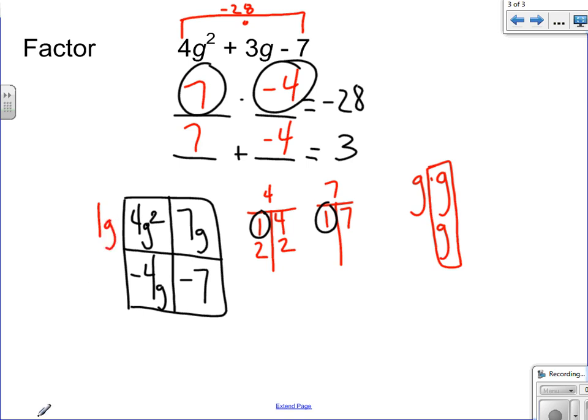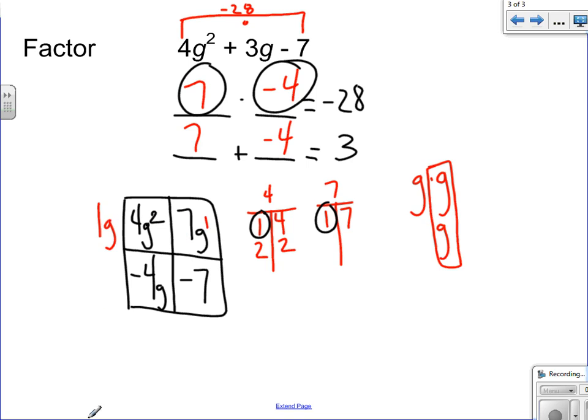Now that was a long explanation to get that answer. So here's a faster way. Look at your exponents. This says g to the second power. That says g to the first.